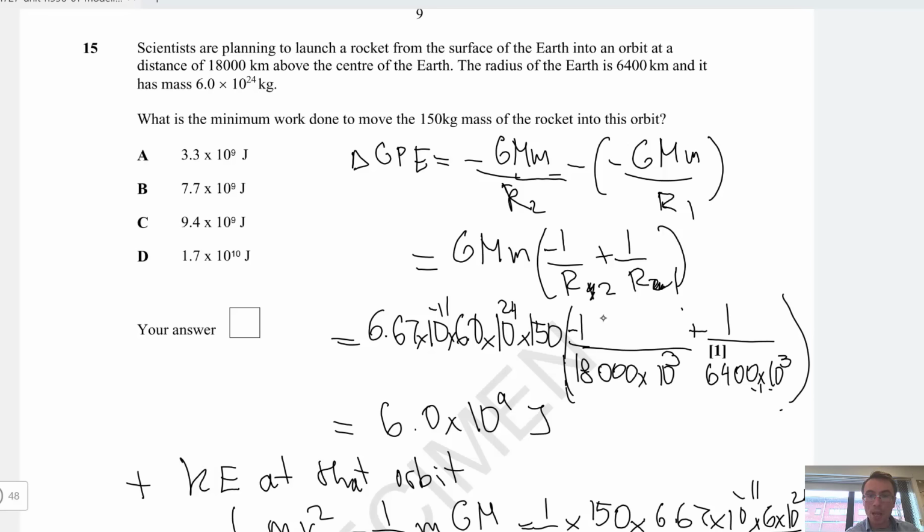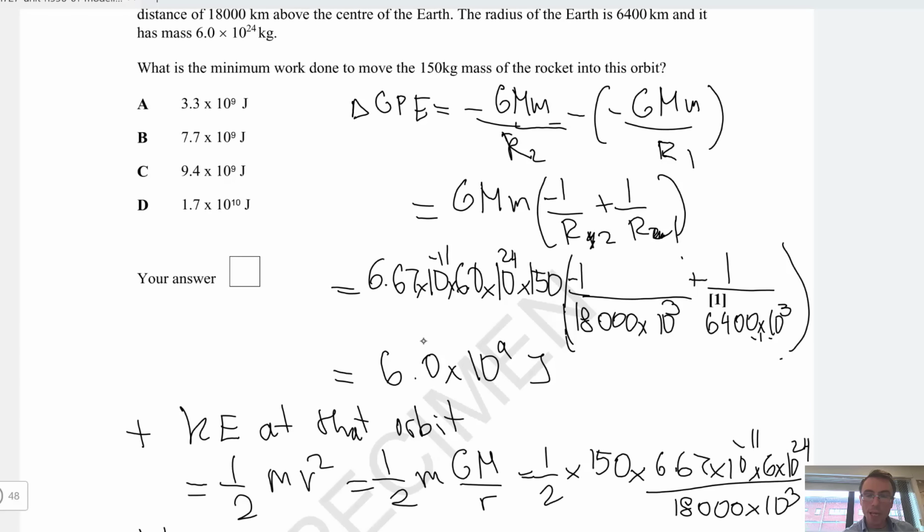So the change of GPE will be given by 6.67 times 10 to the minus 11 GMm, where 6 times 10 to the power 24 is the mass of the Earth, times 150, times 1 over R1 minus 1 over R2, where R2 is the distance 18,000 kilometers above the center of the Earth, and R1 is the radius of the Earth, which was the original point where the satellite was. And if we add that, that's going to give me 6 times 10 to the 9.